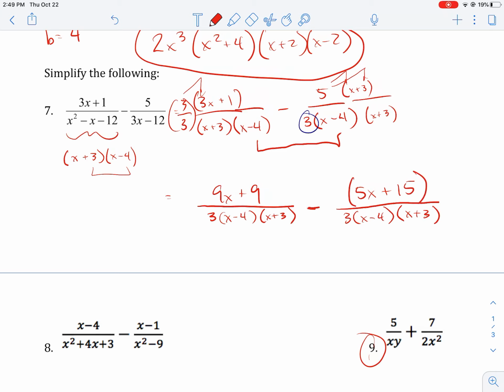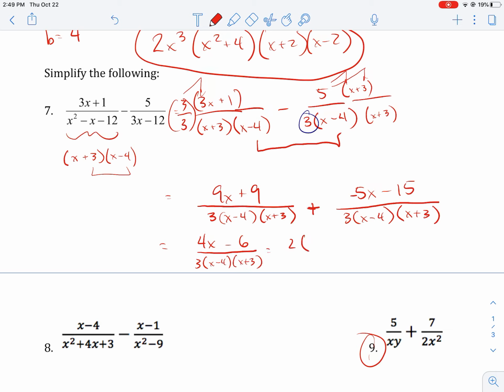Before I do anything else, I'm going to distribute this negative sign. So this becomes a plus, this becomes a minus, and this becomes a minus. So I just distributed that negative sign, and now we just add as is. So 9 minus 5x is a 4x. 9 minus 15 is a negative 6. All over 3, x minus 4, x plus 3.